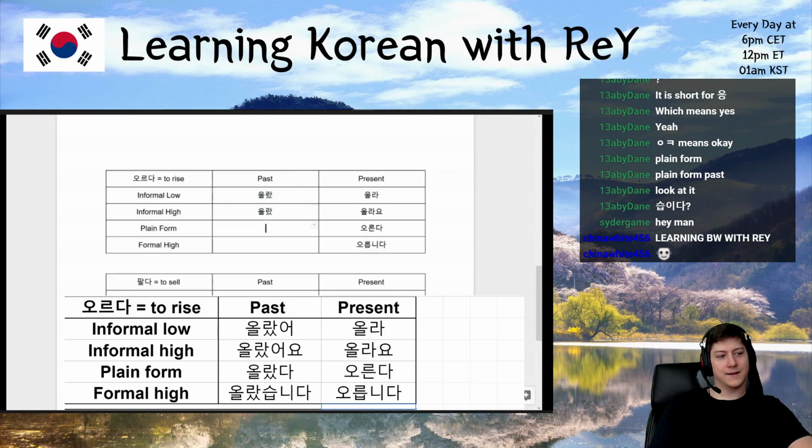So in every situation in the past tense, it's going to start off like that. So I'll go ahead and paste that in every situation. And then I'm going to add basically the formality here. So it's 올랐다, and 올랐습니다.